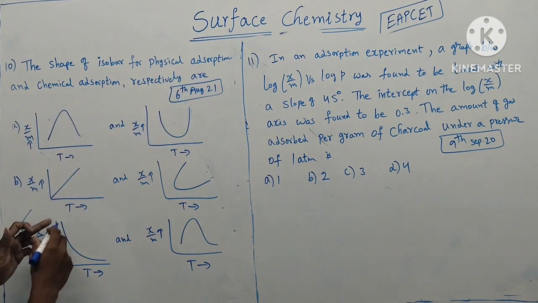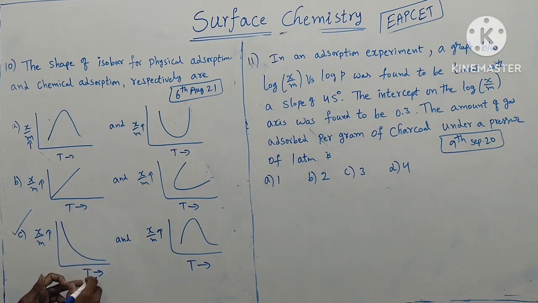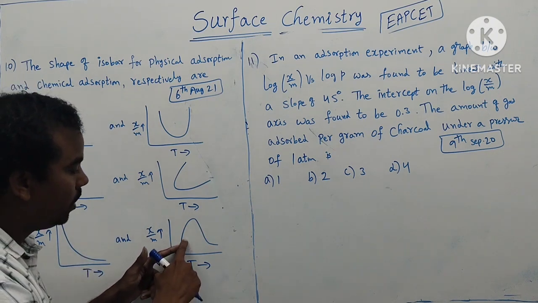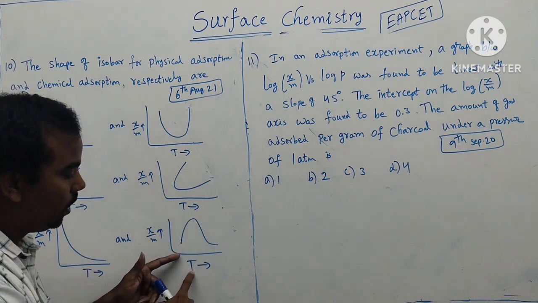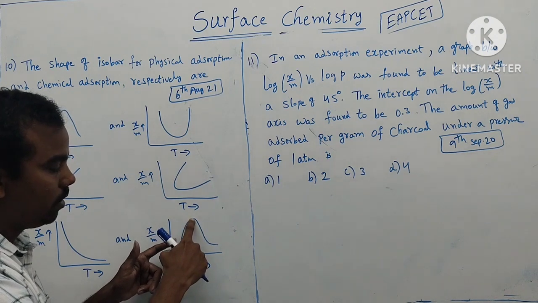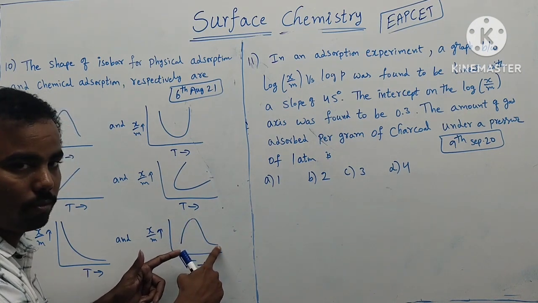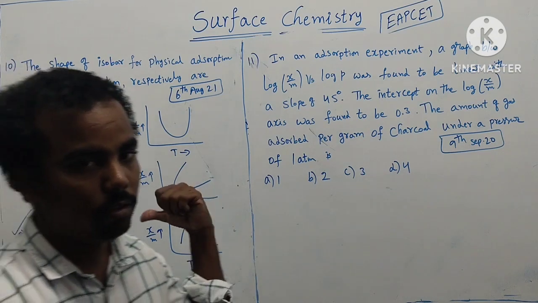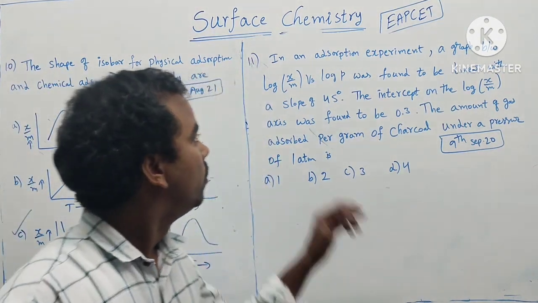First physical adsorption, second chemical adsorption. The rate of adsorption decreases with increased temperature. For the second one, the rate of adsorption first increases when increasing temperature, reaches the maximum, then again decreases. That is called chemical adsorption. So answer C. Very easy and important one.